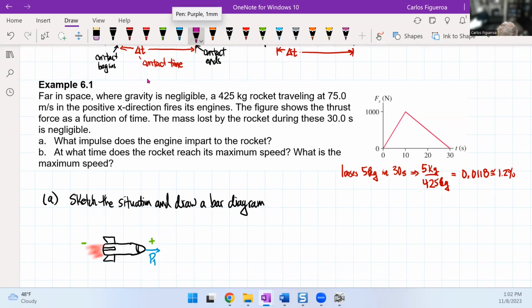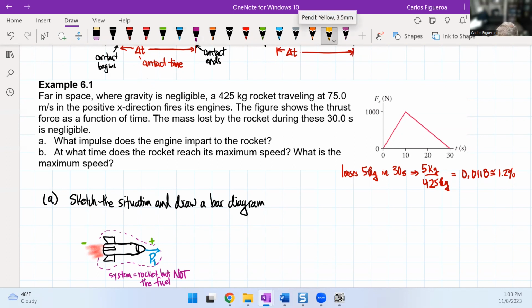What we're focusing on now is, what is our system here? Our system is the rocket, but not the fuel. Isn't that crazy? It's because if you say that the thrust is what's acting on the rocket, the thrust is not part of the rocket. So what happens in this situation is that we would expect the rocket to go faster.